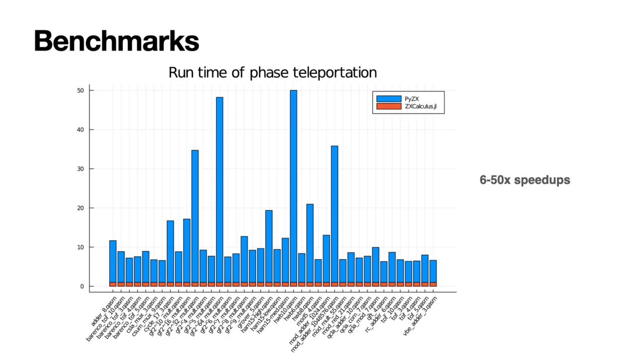Here are benchmarks for the phase teleportation algorithm. We run this algorithm on different circuits with different sizes. For each circuit, the runtime of ZXCalculus.jl is scaled to 1. And you can see we have 6 to 50 times speedups compared to PyZX. And for bigger circuits, we will have more speedups from our experiments.